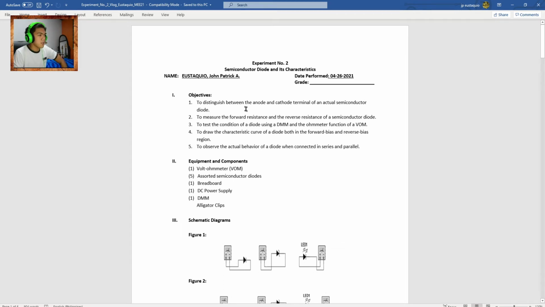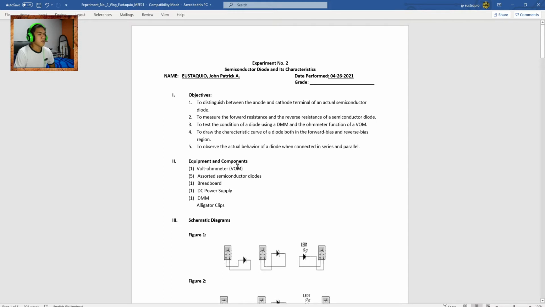First is to distinguish between the anode and cathode terminal of an actual semiconductor diode. Second is to measure the forward resistance and the reverse resistance of a semiconductor diode. Third is to test the conditions of a diode using a DMM and the ohmmeter function of a VOM. Fourth is to draw the characteristics curve of a diode both in the forward bias and reverse bias region. And fifth is to observe the actual behavior of a diode when connected in series and parallel.